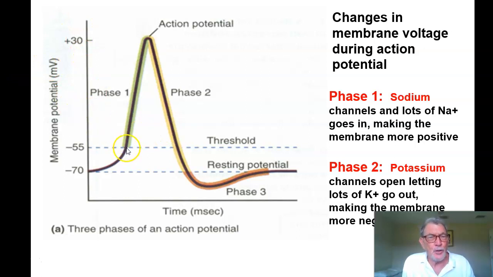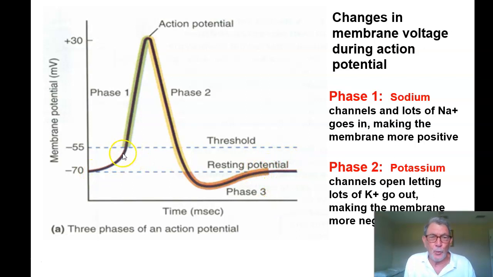When you reach this threshold point, all the sodium channels bang open. Sodium rushes into the cell, making it positive, and turns the cell on. Then the sodium channels turn off, the potassium channels open, and you come back down, you repolarize, and now you reset everything and put all the ions back on the side where they're supposed to be with the sodium-potassium pumps.